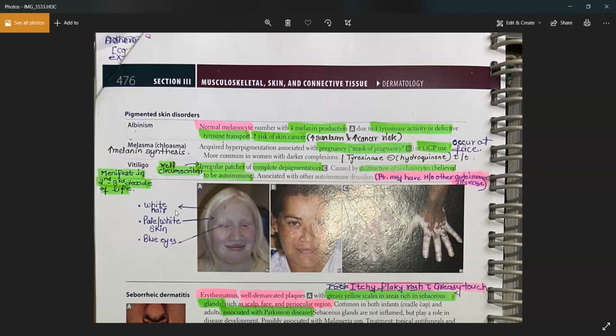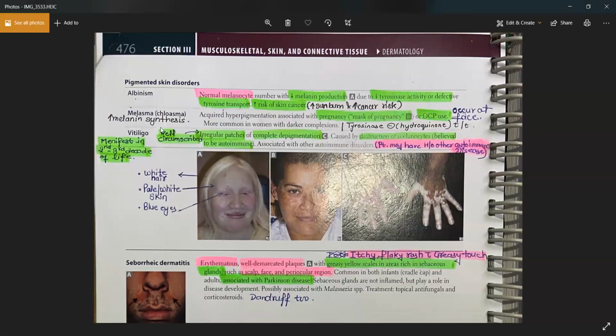Dr., a patch is more than 1 centimeter, I think. A macule is less than one centimeter, sorry about that. The macule is less than one, but the patch is more than one. So it is a hypopigmented lesion more than 1 centimeter, because of the loss of melanocytes, right? Because of the autoimmune destruction of the melanocytes. Okay, you will get this condition.